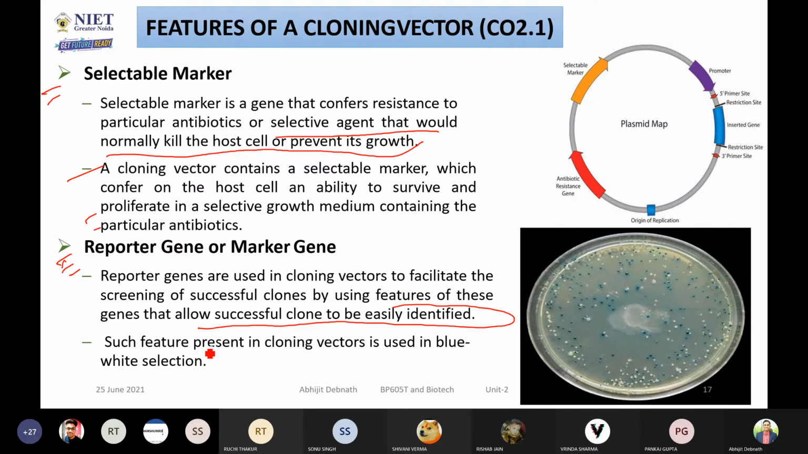First, such features present in the cloning vector are used for blue-white selection. You can see blue-white selection. When we do the activities, you'll be able to see such kind of things.